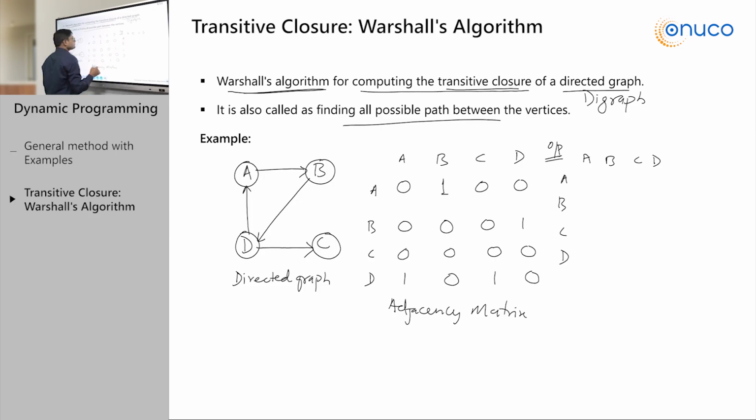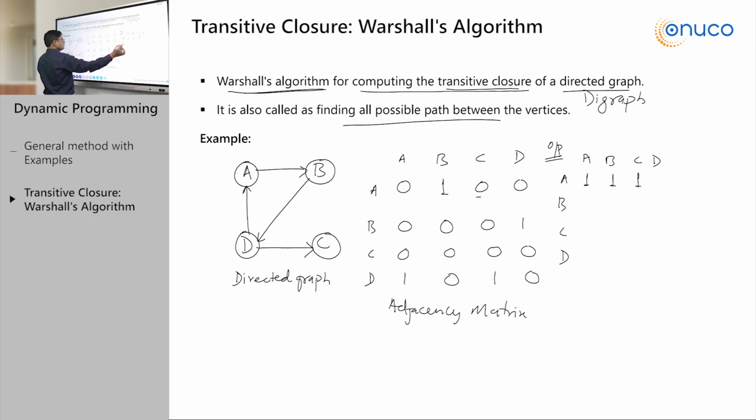A to A, here you have written 0, but you can see that there is another path A to B, B to D and D to A. Hence, there is a path possible from A to A as well. A to B, it was already 1, so no problem. A to C, earlier it was 0. Now we can see that there is a path A to B, B to D and D to C. So, two intermediate vertices we have, B and D. So, there is a path, right? A to B, B to D and D to C.